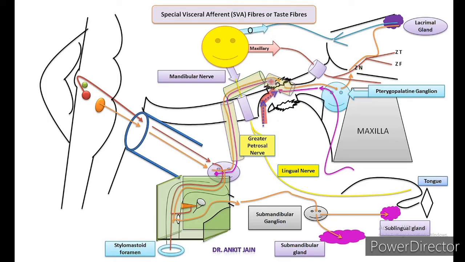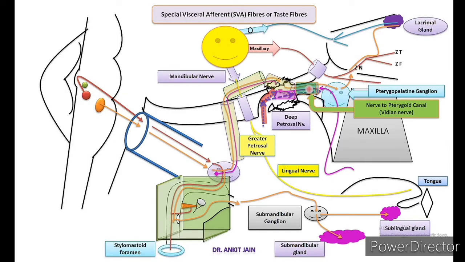the cranium. Some fibers from the sympathetic plexus around the internal carotid artery move forward within the foramen lacerum. These fibers are known as the deep petrosal nerve. In the pterygoid canal, the greater petrosal nerve and deep petrosal nerve come together and are collectively known as the nerve to pterygoid canal, or Vidian nerve.